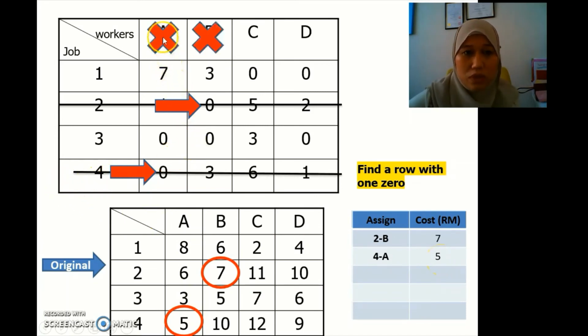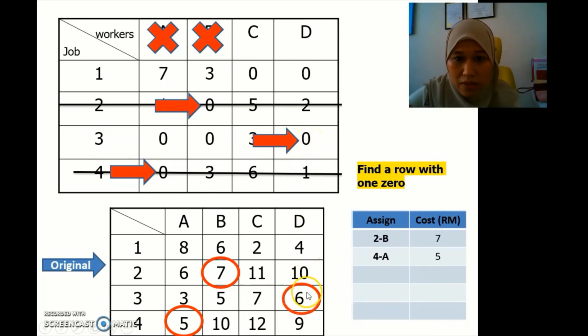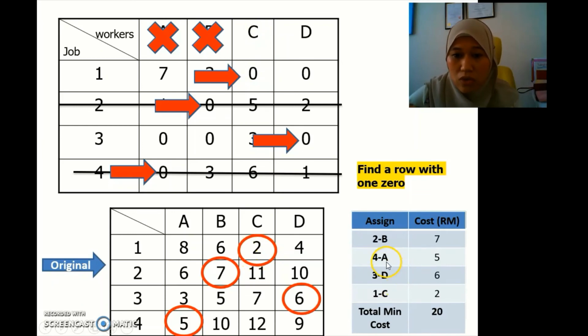Okay, we need to cross out. So we already used A and B, so we are left with C and D. Find the row with 1 zero that has not been used yet. So yeah, this one. We know that 3 will be assigned to D, and we read here it's 6. So 3D, 6. And then with no choice, job 1 is going to be paired with C. That is 2. So we get the last 2 pairs, 3D just now, and then 1 and C. We read from the original table, and these are the costs.